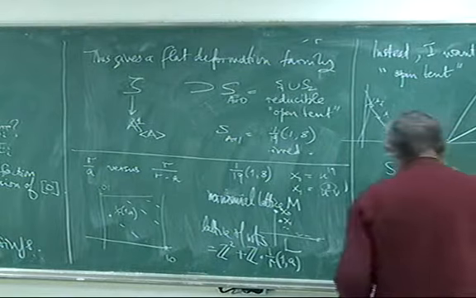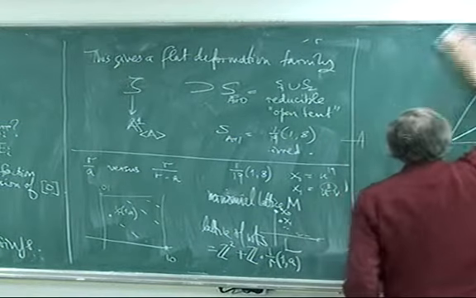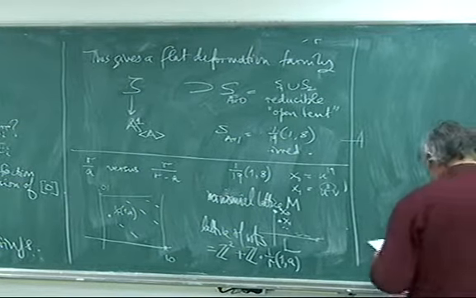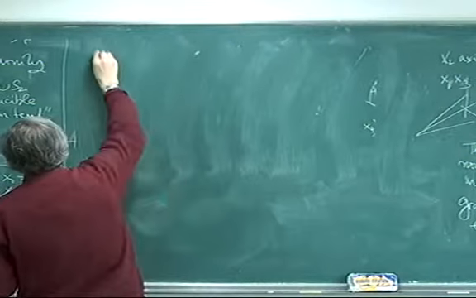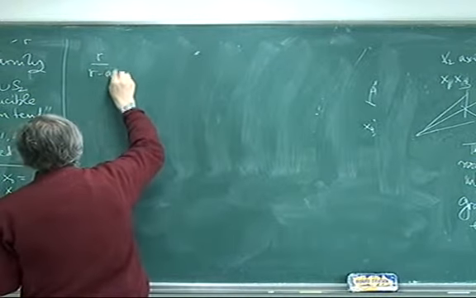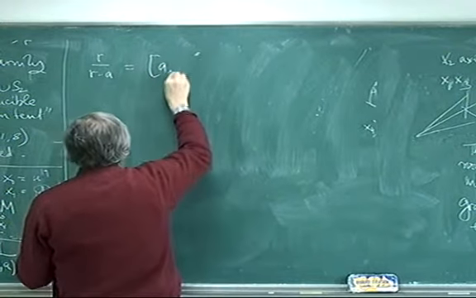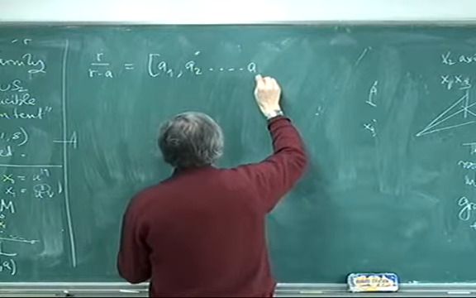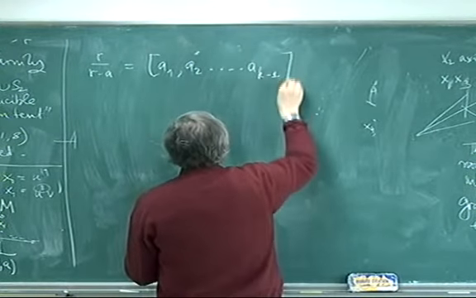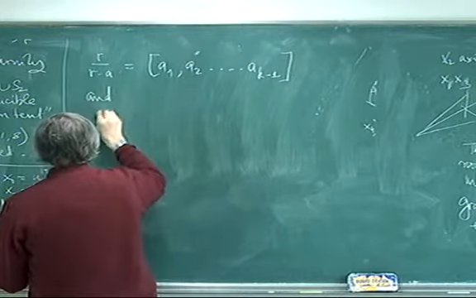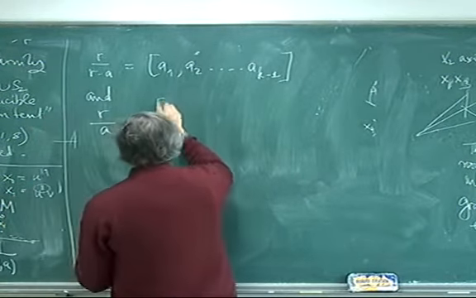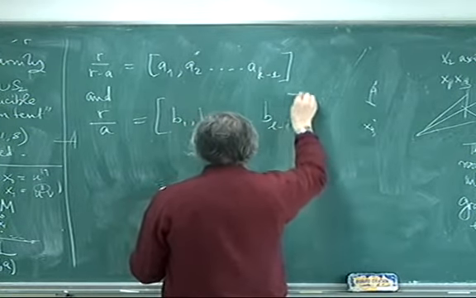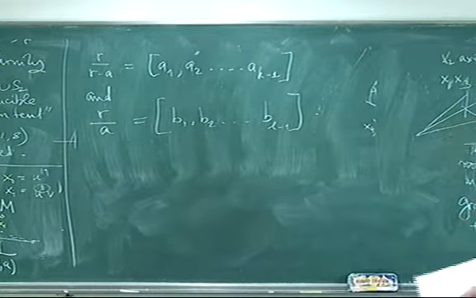So what's the relation between the two continued fraction exponents? It's given by the following: if R over R minus A is A1, A2, up to A K minus 1, and R over A is B1, B2 up to B L minus 1. This is the notation I've used so far.